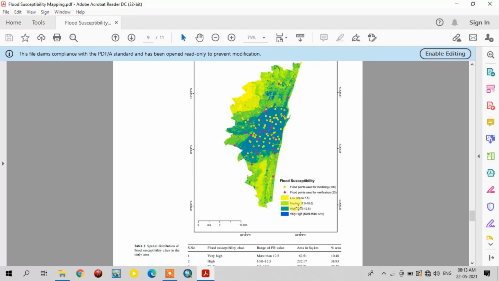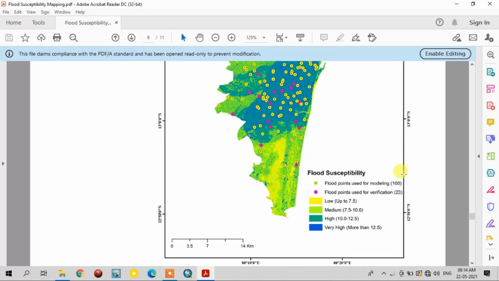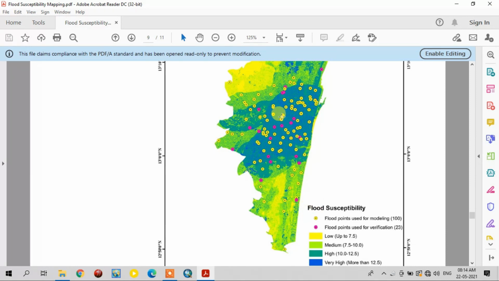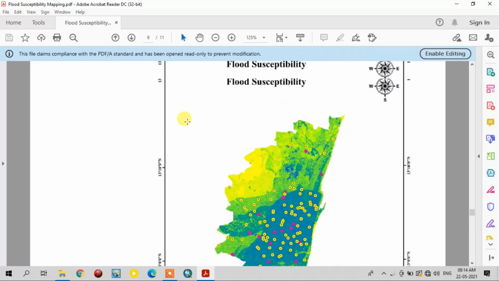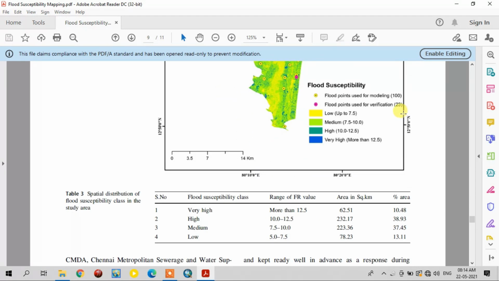See, after the flood susceptibility identification, we have done validation also. For validation, we have taken 23 historic flood locations, and already we have used 100 flood locations for flood susceptibility mapping. See, these are all the points. The yellow color is the modeling points, and rose color indicates the validation points. These are all the flood susceptibility map outputs.